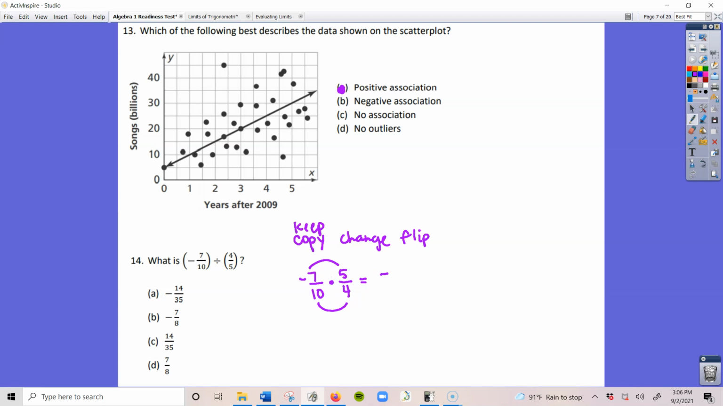-7 times 5 is -35. And 10 times 4 is 40. If you look here, none of these match our answer. And that's because we have to simplify. And by simplifying, you look at what number I can divide both 35 and 40 by. 35 and 40 can both be divided by 5. So I have negative, because my answer will be negative. 35 divided by 5 is 7, and 40 divided by 5 is 8. So -7 over 8.